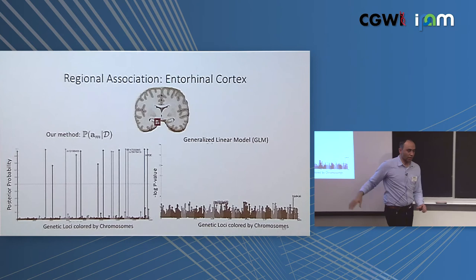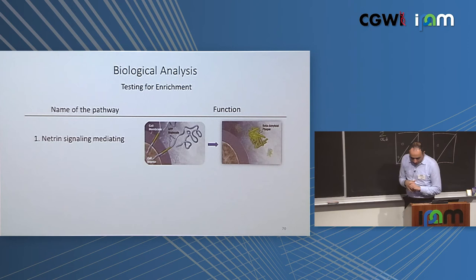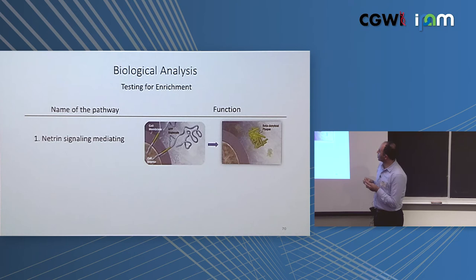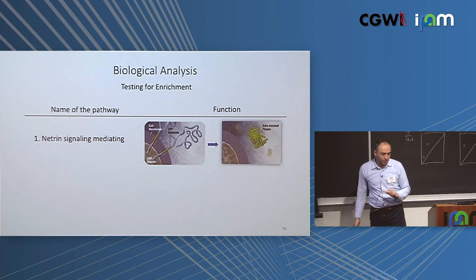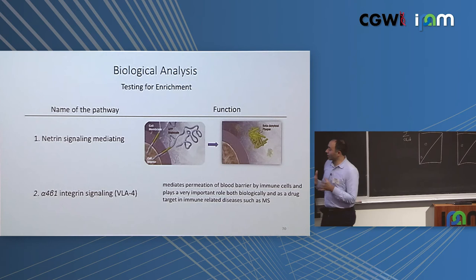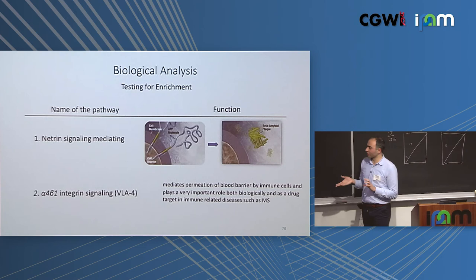So what we did was, we collected all of these and performed an enrichment test, and we found enrichment in two pathways. One of them was the neurotrophin signaling pathway, which is known because it's related to so-called beta amyloid plaques that are a hallmark of Alzheimer's disease. But we also saw enrichment in the so-called alpha 4 beta 1 integrin signaling pathway, which was not directly related previously reported, but is very important in other diseases such as multiple sclerosis. It basically mediates the blood brain barrier for the immune cells.